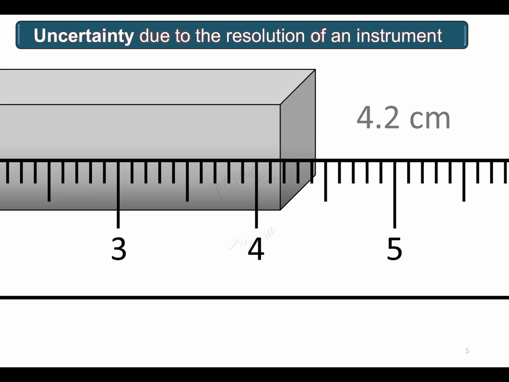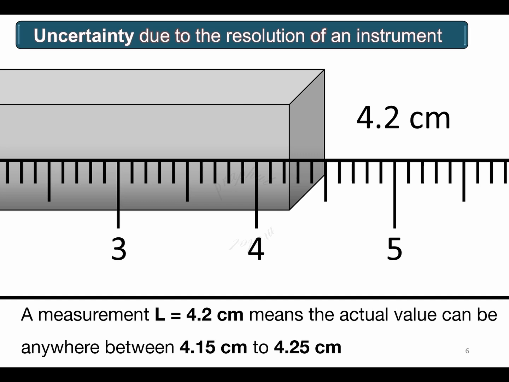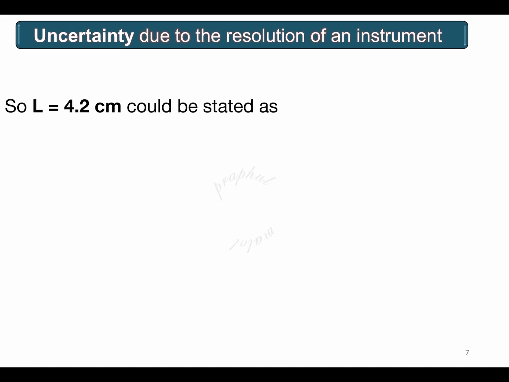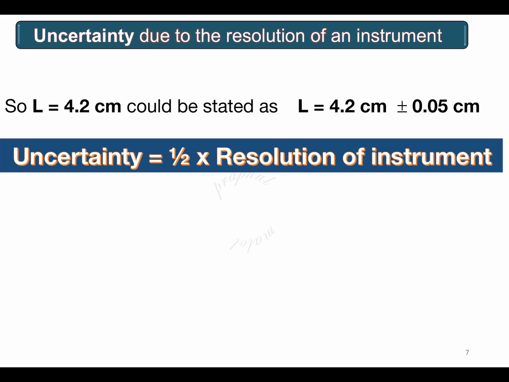Now another object's length is like this. It's more than 4.2 centimeters, but not exactly 4.2. So now how much do you write as the reading? Since it's close to 4.2, again I have to write 4.2 centimeters. So when you see a reading of 4.2 centimeters, it doesn't mean the student got exactly 4.2 centimeters. It means the student could have got anywhere between 4.15 and 4.25 centimeters. This much range of uncertainty is there in the measurement. So there's an uncertainty of plus or minus 0.05 centimeters. Here 0.05 centimeters is half of the instrument's resolution.